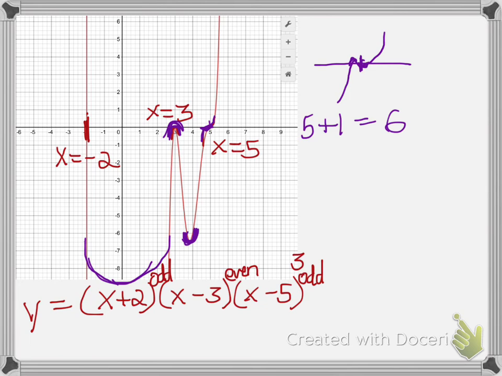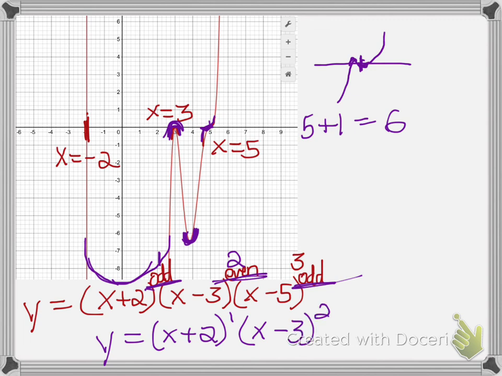In other words, when I add all my exponents up, they have to equal 6. All right? So we already know this one's 3. We got to add an even number and an odd number, and it has to equal 6. Well, the only way that can happen is if this is a 2 and this is a 1. So my final answer will be y equals x plus 2 to the power of 1, x minus 3 to the power of 2, and x minus 5 to the power of 3. And that's it.